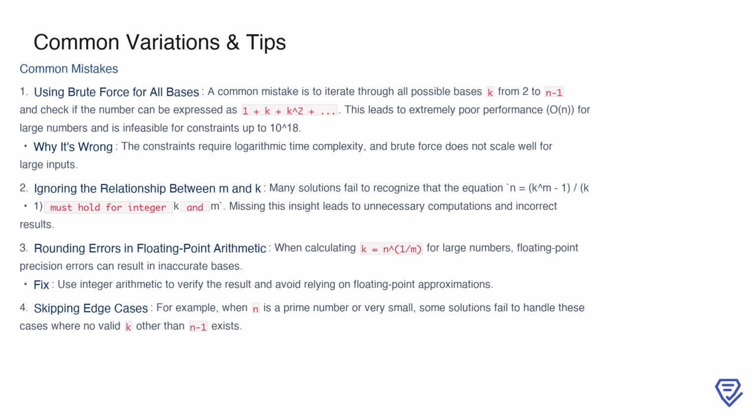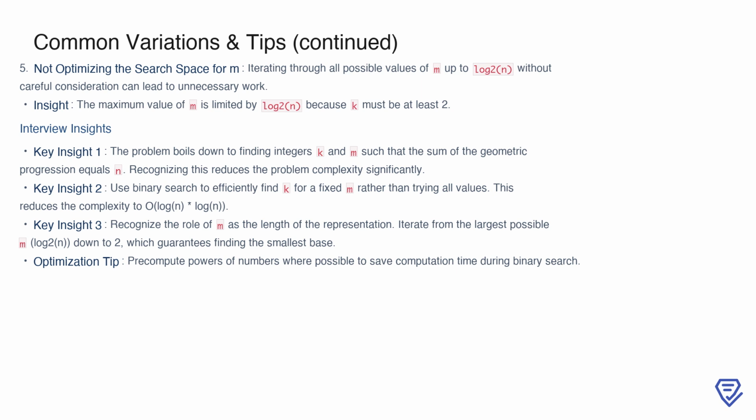Floating point arithmetic errors are another pitfall. When calculating k as n raised to the power of 1/m for large numbers, small inaccuracies in floating point precision can cause incorrect results. To mitigate this, always verify results using integer arithmetic rather than relying solely on floating point calculations. Finally, skipping edge cases, such as when n is a small prime number, can result in solutions that fail under certain conditions. For example, in these cases, the only valid base might be n-1, and overlooking this can produce incorrect outputs. Now, let's delve into optimizing the search process and the insights that can simplify this problem further.